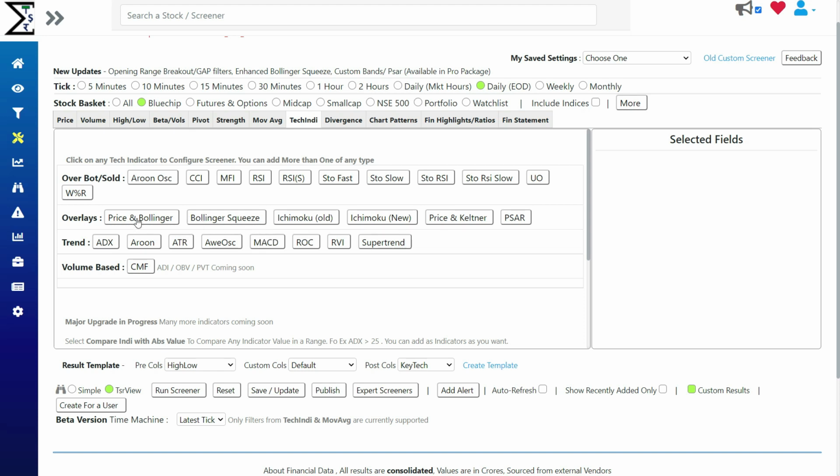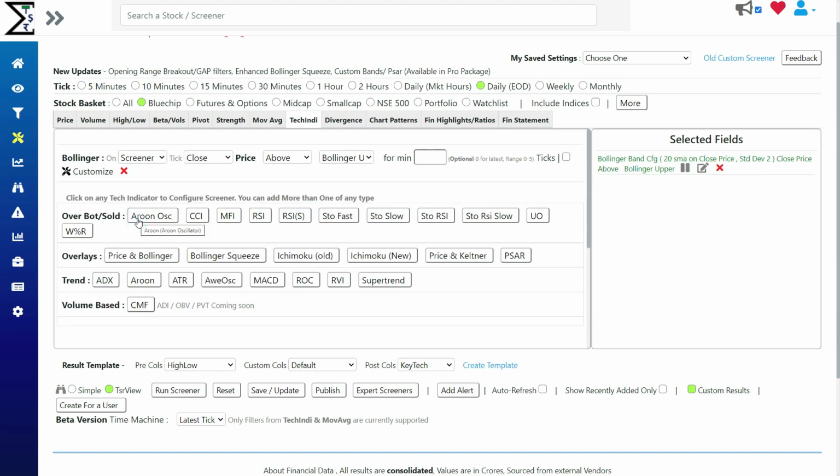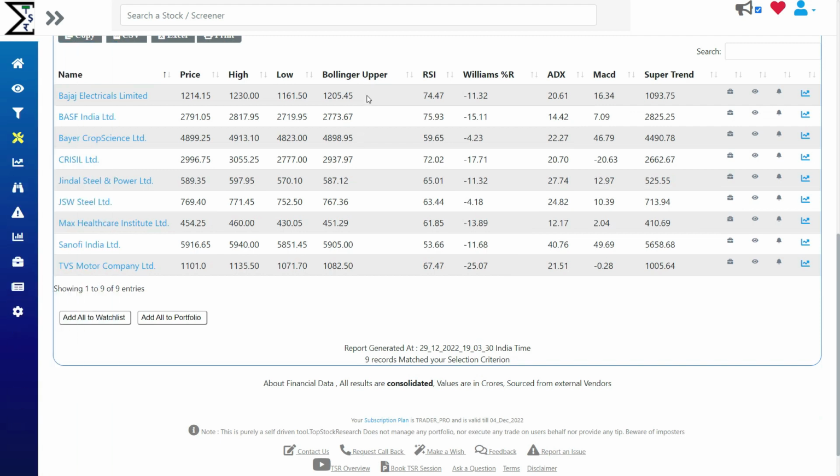Currently our focus is on price and Bollinger Band. Here the options are, you can work on any of the price, close, open, high, low, close, and all the other combinations, looking at stocks which are above Bollinger Band, or maybe crossing above Bollinger Band, if that is something which is important. So look at price which is above Bollinger Band. On NSE 500, we'll see some stocks, right? These are 9 stocks, pretty much the same set of stocks that we saw before.